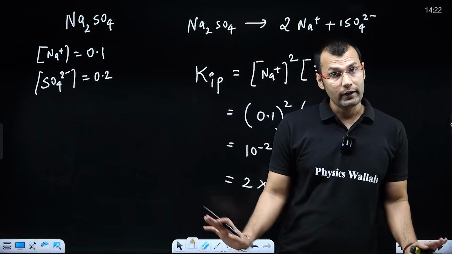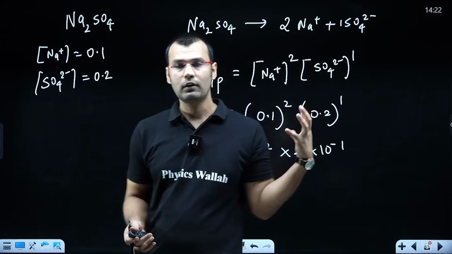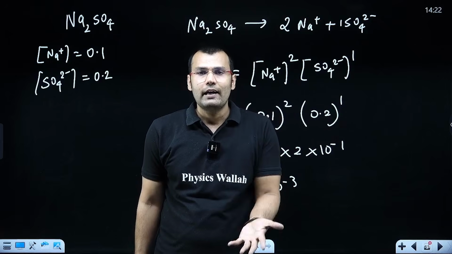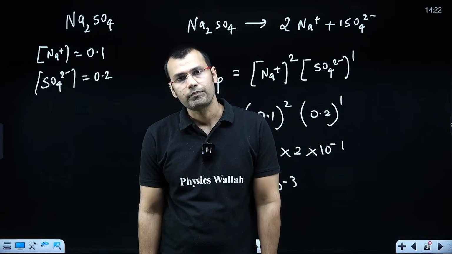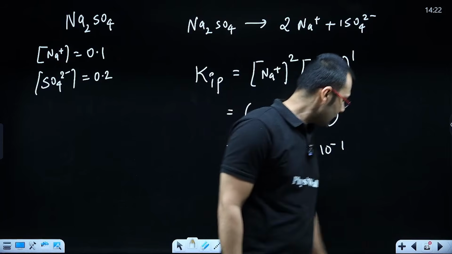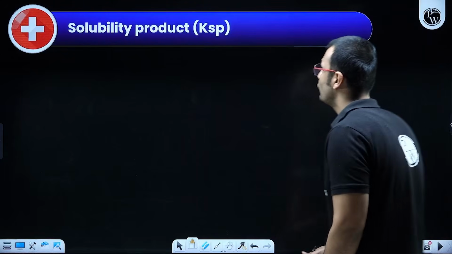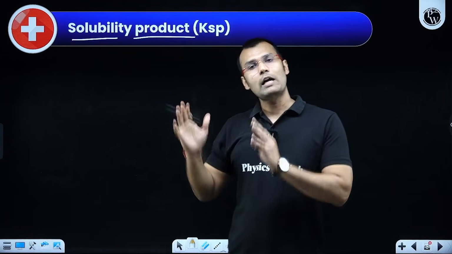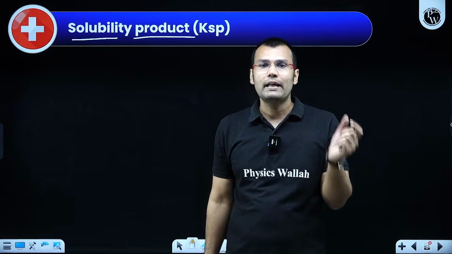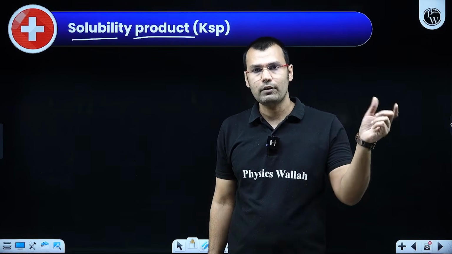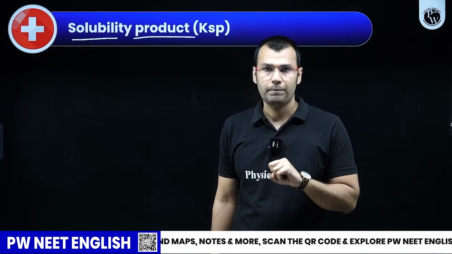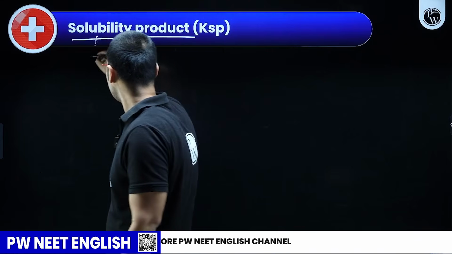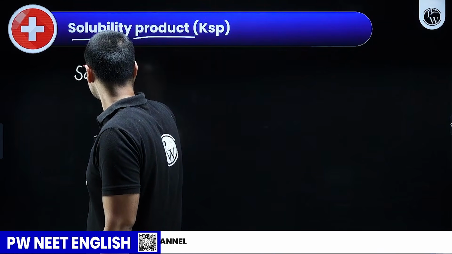Clear? So you understood the meaning of ionic product for any salt, for any electrolyte, right? Multiplication of concentration of its ions raised to the power of the coefficient gives you KIP, the ionic product. Now we have a similar term here called solubility product. Solubility product is also calculated in the same way. You have your salt, right? Multiplication of concentration of its ions raised to the power of the stoichiometric coefficient. But solubility product is calculated only when your solution is saturated.